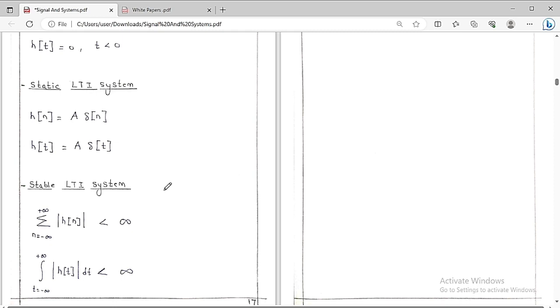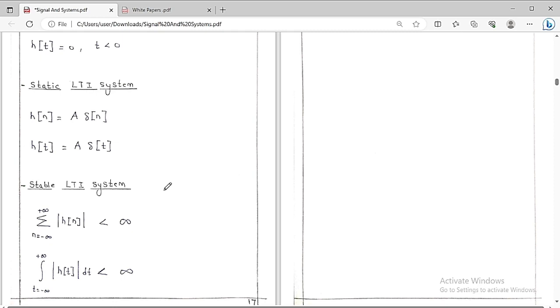Listen carefully. First figure out the magnitude value of the impulse response, and then find the area under that magnitude. And if you get a finite area, then we can say it is a stable system.